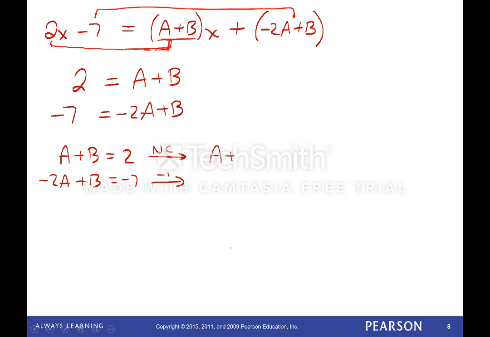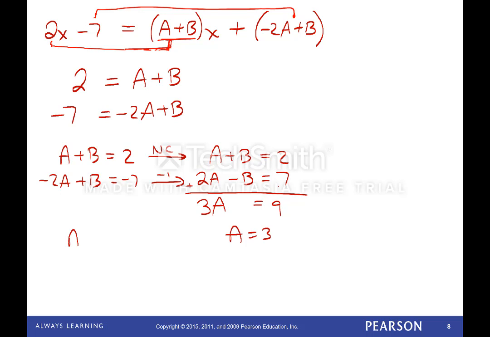So no change to the top equation. You could have done it differently. You could have multiplied by 2 on the top equation. That's still fine. But -1 times -2a makes 2a. And -1 times b makes a -b. And -7 times -1 is a 7. And let's add them up. A plus 2a makes 3a. The b's are gone as needed, and that's a 9, so therefore a equals 3.